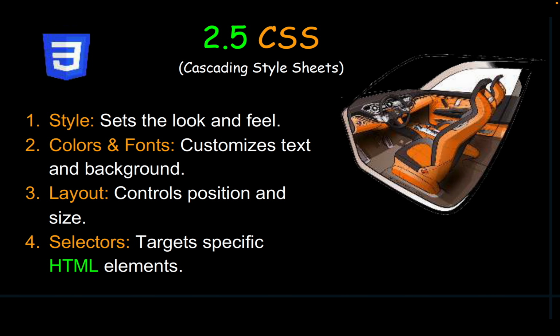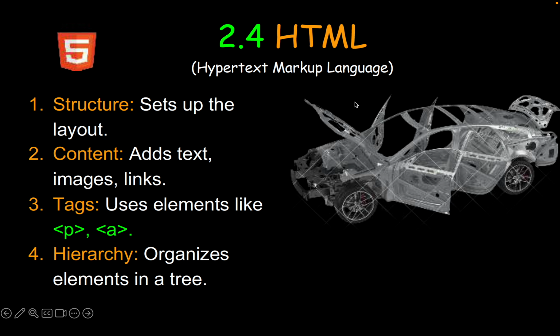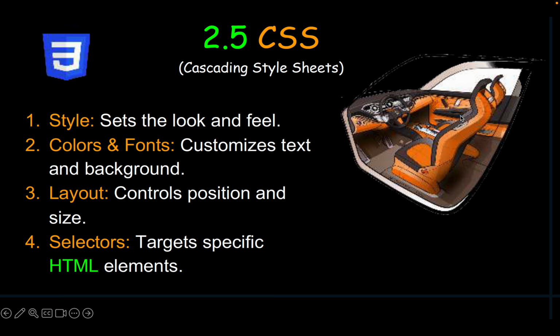Now, coming to the next thing, Cascading Style Sheets, which is CSS. This is going to be the second part of our course. CSS basically gives a style, a feel. In the car example, HTML is the structure, like a gray structure of a car, but CSS controls how the car is going to look, what the interior will be, and what the color of the interior is.